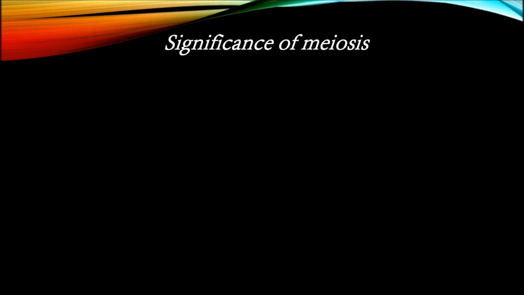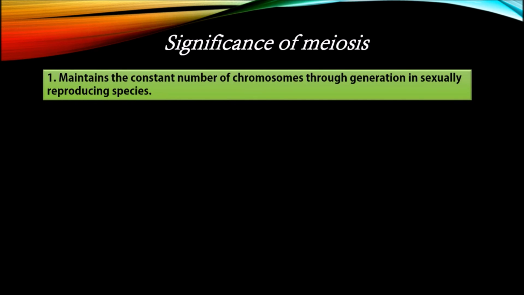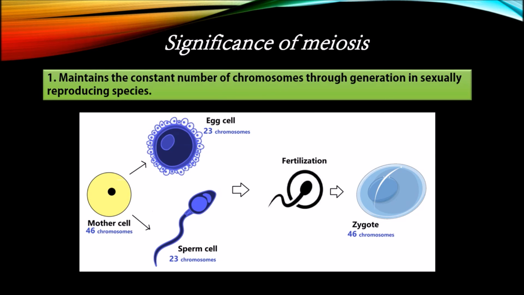Significance of meiosis. It maintains the constant number of chromosomes through generations in sexually reproducing species. There are 46 chromosomes in the nucleus of a human diploid cell. Through meiosis, gametes, for example sperm and egg, with 23 chromosomes are produced. Those gametes fuse by the process of fertilization, forming a zygote, which has 46 chromosomes. So the number of chromosomes of a species remains constant from generation to generation.